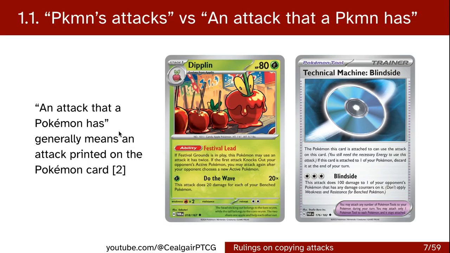On the other hand, an attack that a Pokemon has generally means just the attacks that are printed on the Pokemon card itself. There are a couple of exceptions, we will get to them, but in general it means just the one that is printed. So, for example, Festival Lead says if Festival Grounds is in play, this Pokemon may use an attack it has twice. This means this Dipplin can use Do the Wave twice. It cannot, however, use Do the Wave and then use Blindside, even if Festival Grounds is in play.